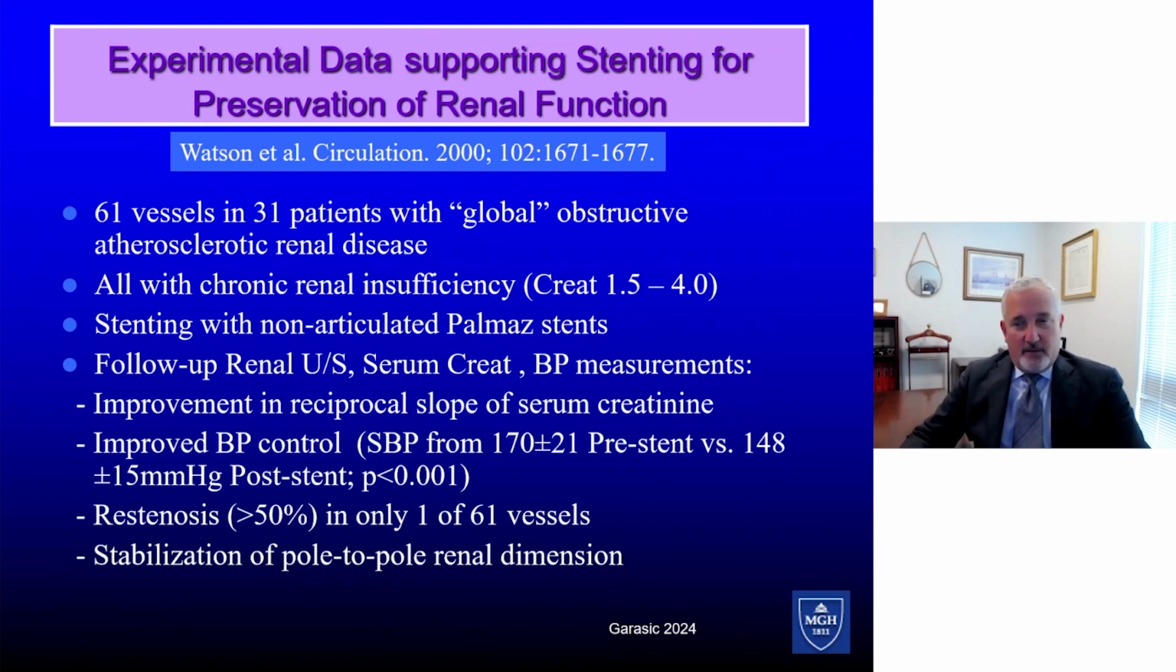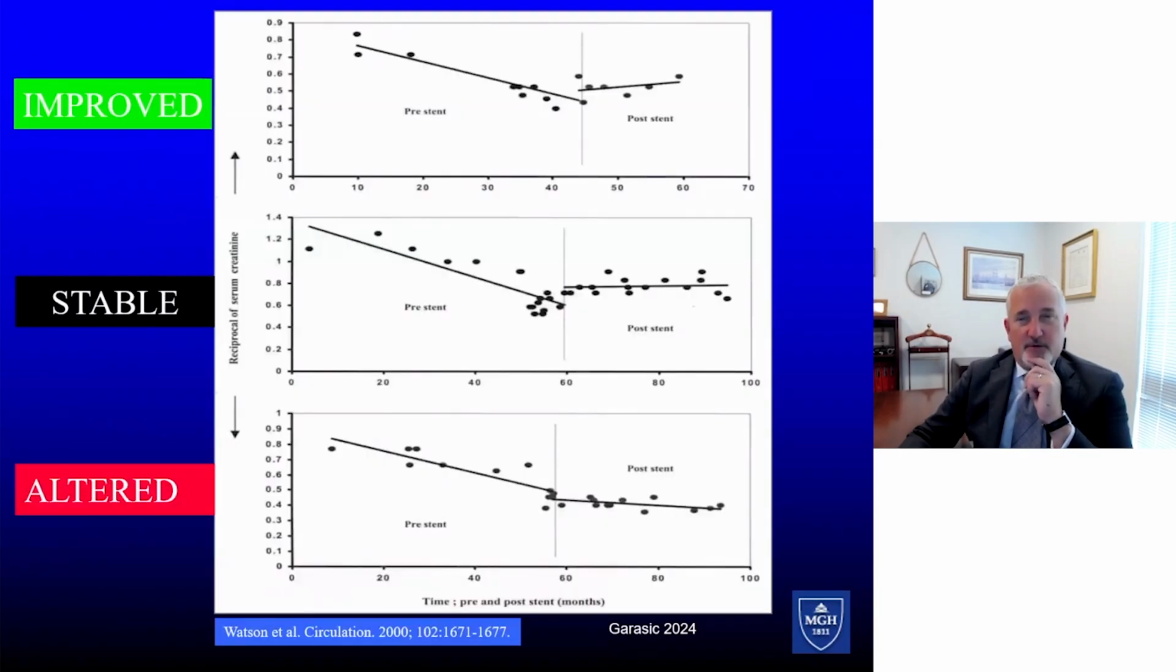As I'll show you, the reciprocal slope of serum creatinine also improved to suggest improving renal function or stabilization. And there was rare restenosis and stabilization of pole-to-pole renal dimension. So this seemed fairly suggestive of the benefit of renal intervention. Here are sort of the three groups. This is the reciprocal of serum creatinine. So as creatinine went up, the renal function, this reciprocal was going down, down, down in these three groups.